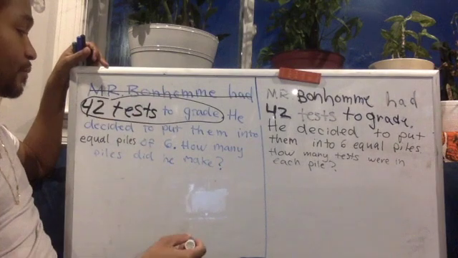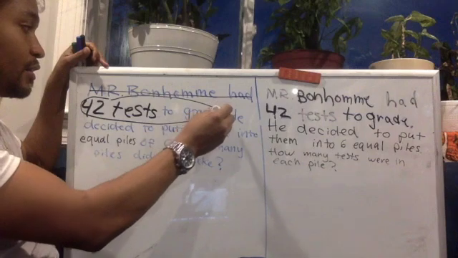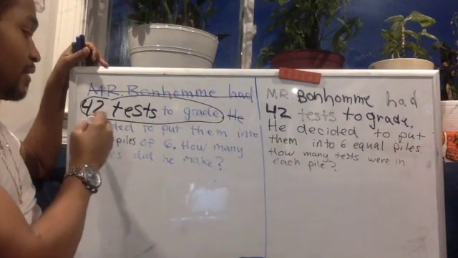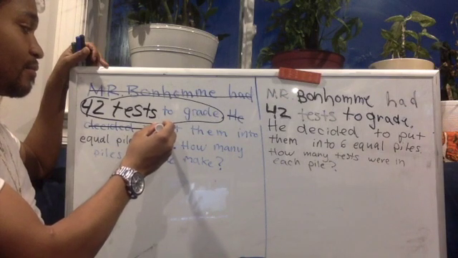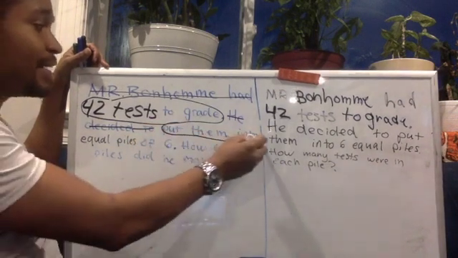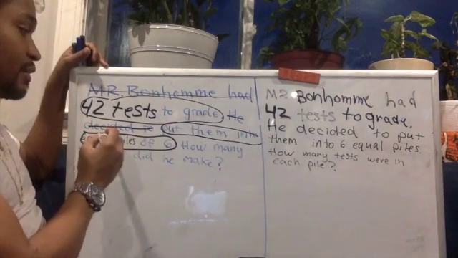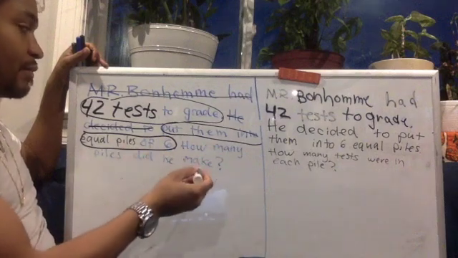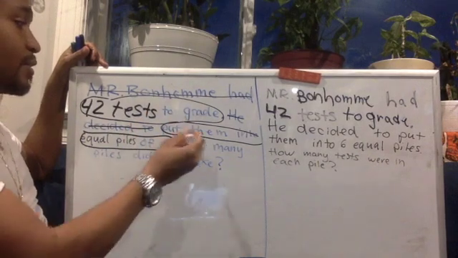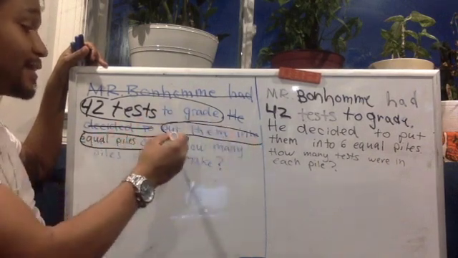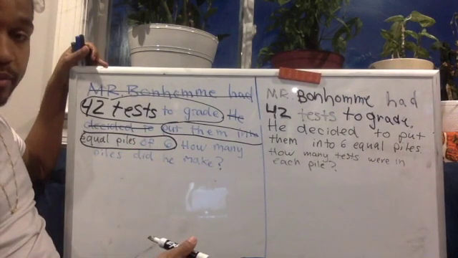Let's see what else is important. He decided to put them into equal piles of 6. We could go with put them into equal piles of 6. How many piles did he make? Now watch me read this now. 42 tests to grade. Put them into equal piles of 6. How many piles did he make? Sounds like I could tackle this a little bit easier now.